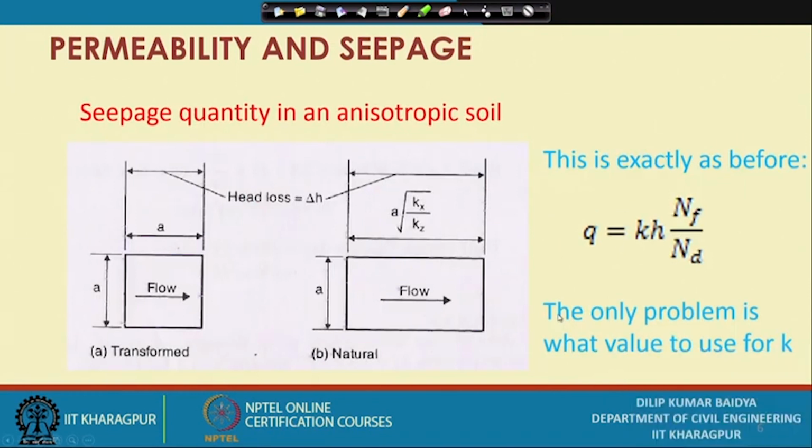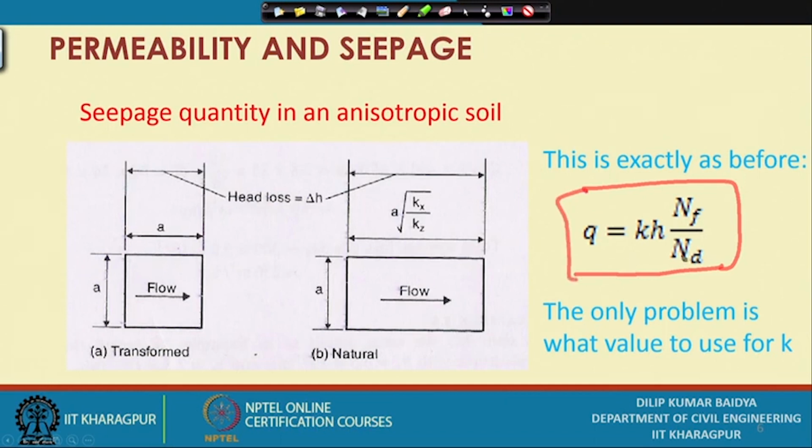I have taken now the two sections. This was the natural section. Suppose this is x, and in some relation it is there, and this y direction is a, and this is transformed in this form. When I transform this, the same equation is valid. That means exactly as before, I can use this equation q equal to k into h n f by n d.